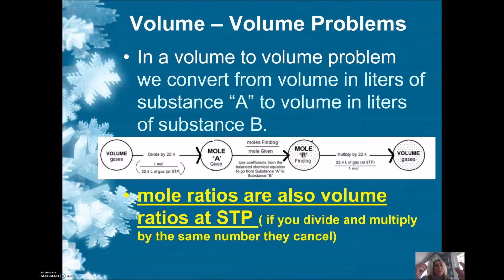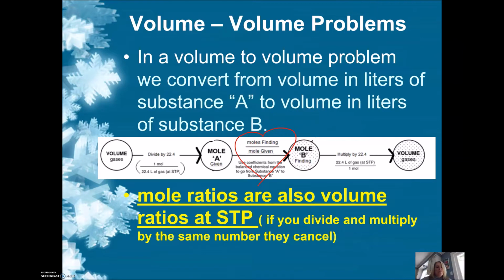When you have liters, you need to go to moles, right? So when you go to moles, you divide, and so we'll divide by our 22.4. And then we do our heart, right? There's the heart of our stoichiometry problem, to go from moles of what we've been given to moles of what we're trying to find. And then our last step is the step that we were just doing last in our last problems, which is to multiply by 22.4.